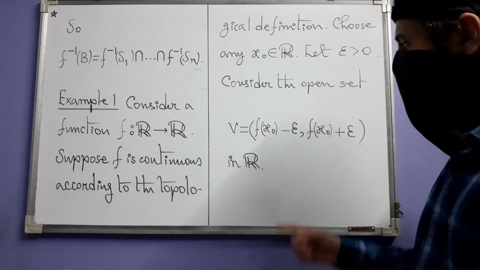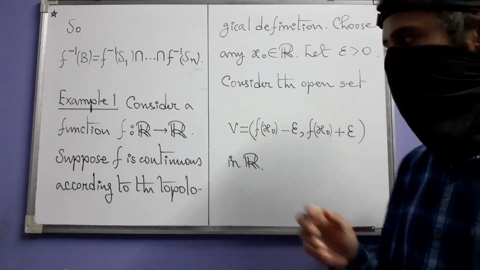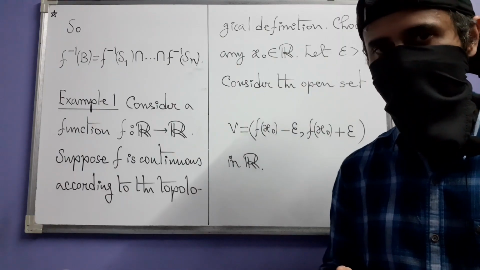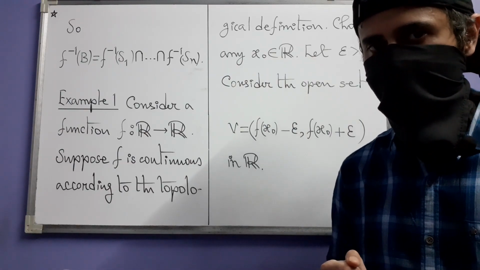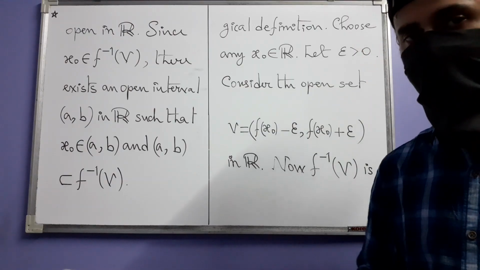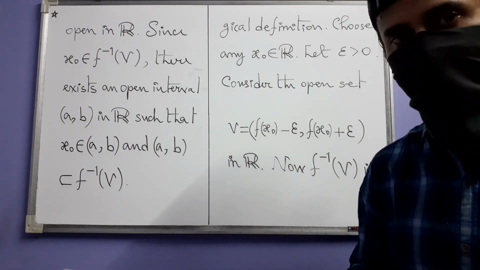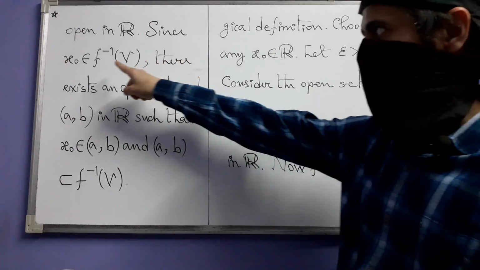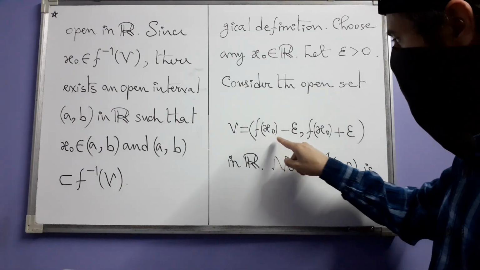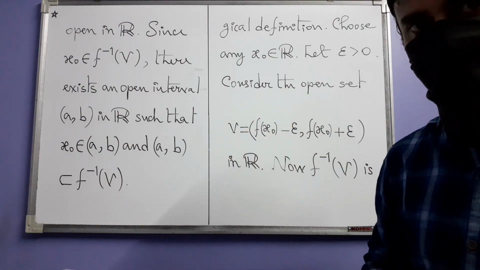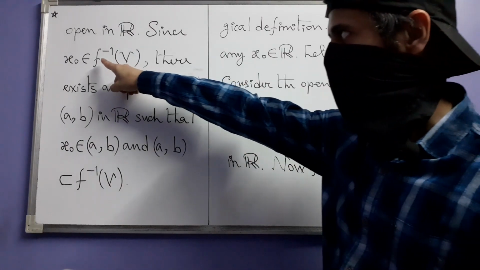So let's start by considering this open set V in R, the open interval (f(x0) minus epsilon, f(x0) plus epsilon). This is open in R because R has the standard topology. When we treat R as a topological space without mentioning what the topology is, it's understood that it's the standard topology. Now since f is continuous, f inverse of V will be open in R because V is open in this range space R. However, you also note that x0 belongs to f inverse of V. Why? Is f(x0) a point in this interval? Yes, it's the midpoint. So that's why x0 belongs to f inverse of this by the definition of inverse image.